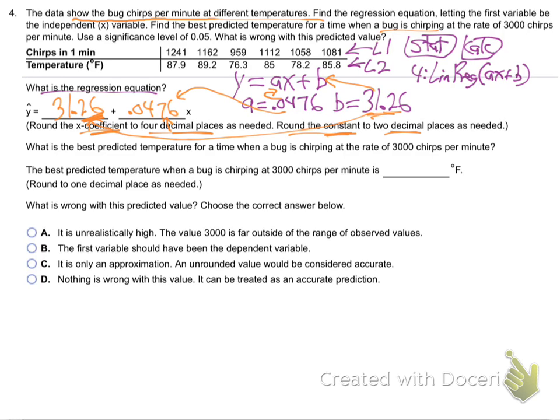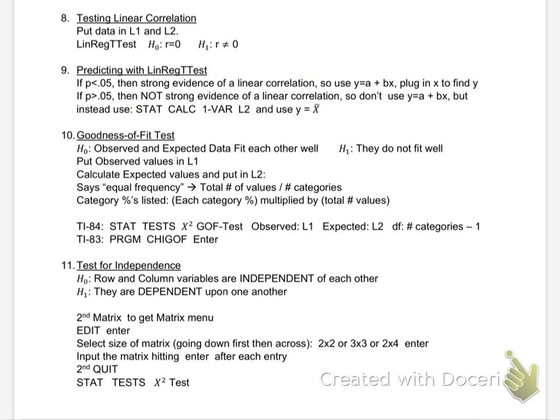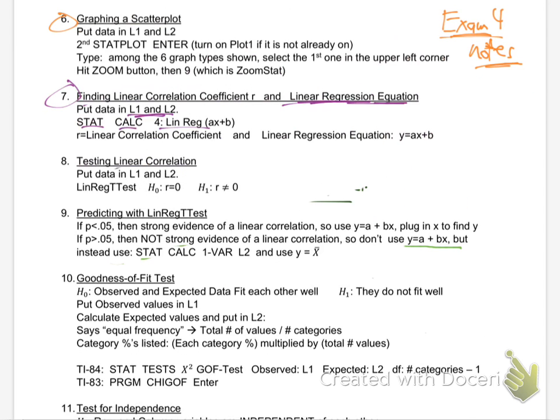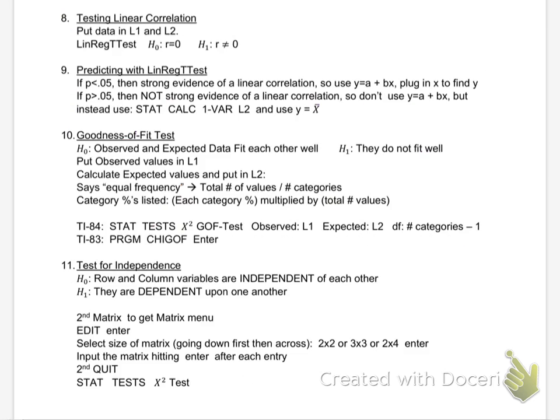That's the linear connection. But now they say, okay, what is the best predicted temperature for a time when the bug is chirping at a rate of 3,000 chirps a minute? All right, how do we do prediction? Let's go back to our exam 4 notes. Here it is, predicting with linear regression. Got to get the p-value. So we've got to do the linear regression t-test.